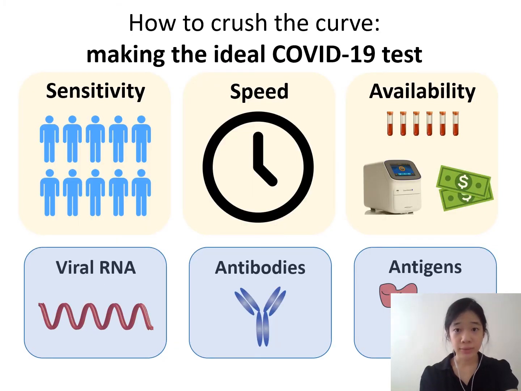Hopefully, I've convinced you of the importance of diagnostic testing in fighting this pandemic. To help society reopen safely and crush the curve for COVID cases, we need tests that are accurate, fast, and widely available. Currently, there are many research efforts across the world focusing on improving all these aspects of COVID testing for measuring all 3 types of molecules, either viral RNA, antibodies, or viral proteins.